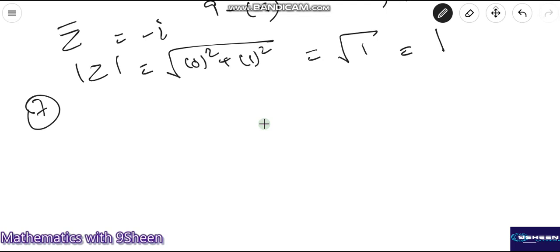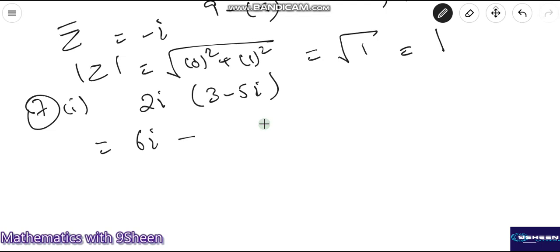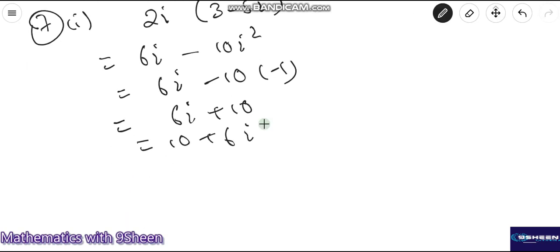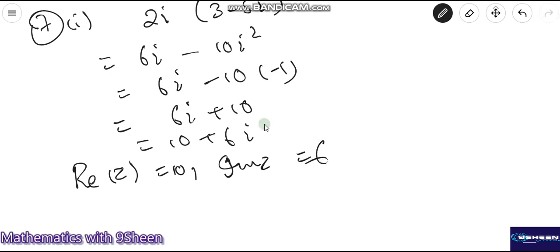Question number 7. First part. 2 iota times 3 minus 5 iota. First of all multiply. 2 3 is 6 iota. 2 5 is 10 iota square. 6 iota minus 10 iota square, minus 1. That's why 6 iota minus minus positive 10, 1 is 10. Real part is 10. Imaginary part is 6 iota. That's why we can write real of z is equal to 10 and imaginary of z is equal to 6.